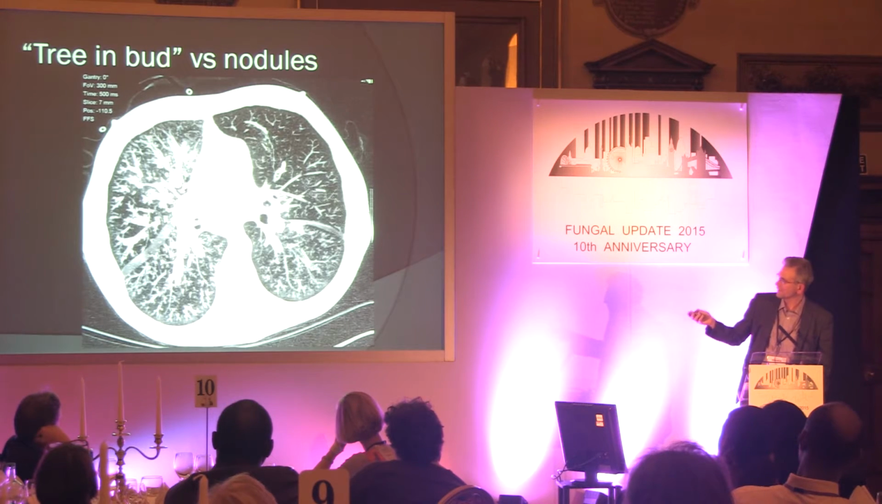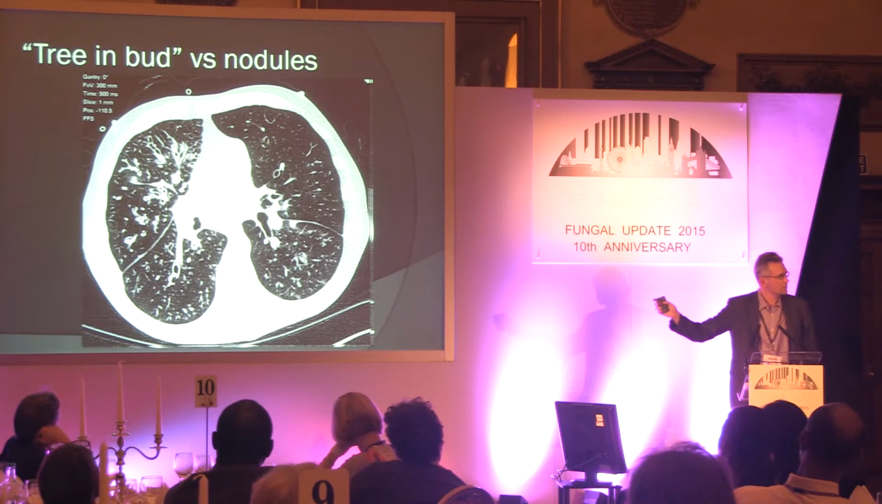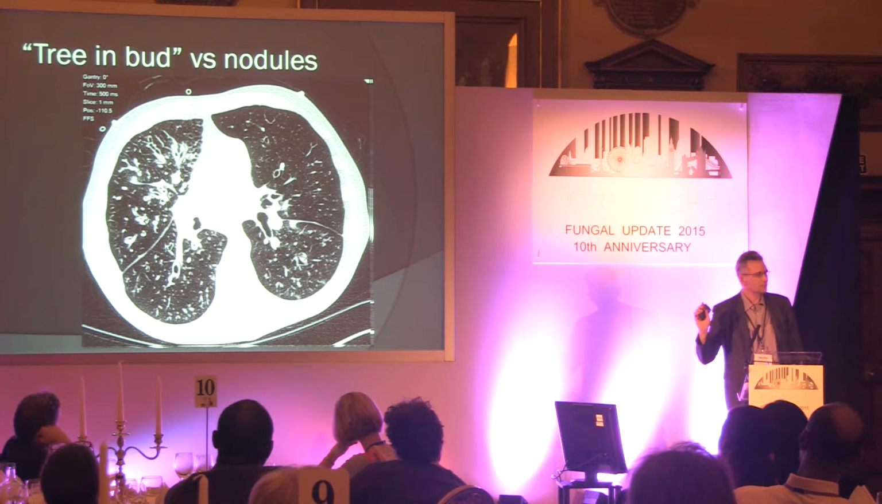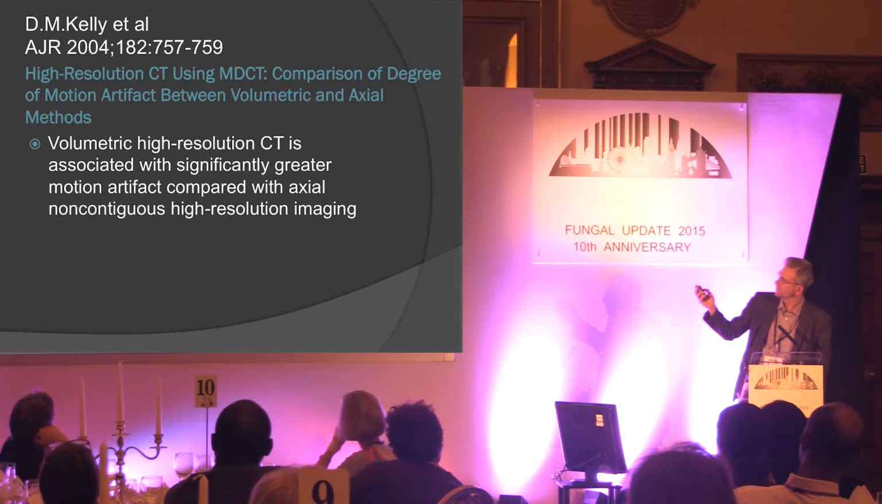Let's just move through all the scans. I don't want to take too long doing this. That's without the MIP. You can see you've got nodules, you've got bronchiectasis, but you can't be sure it's tree and bud. Tree and bud is endobronchial plugging. Nodules aren't necessarily endobronchial. They may be interstitial or straightforward parenchymal.